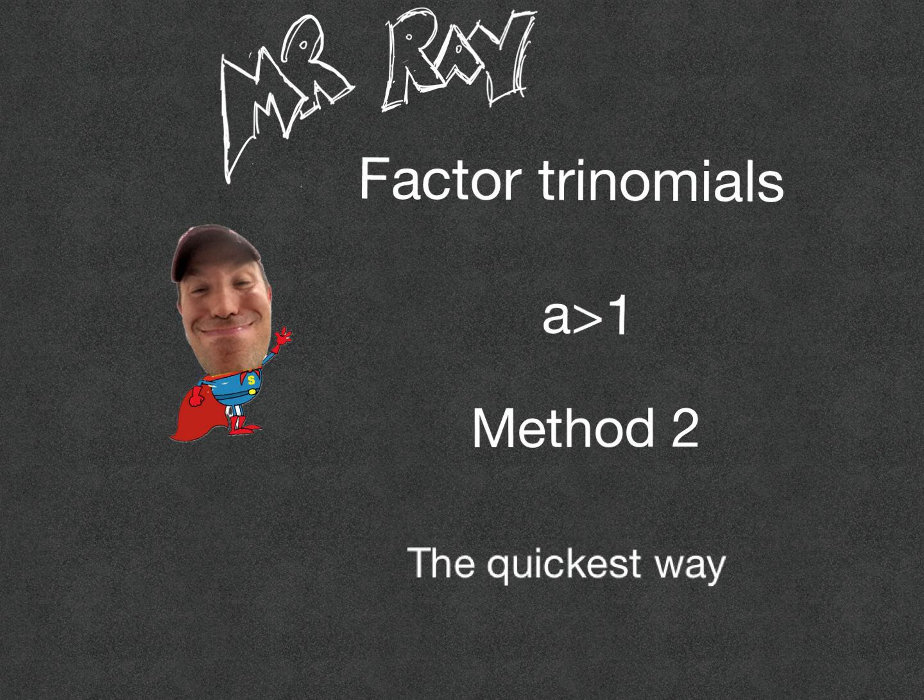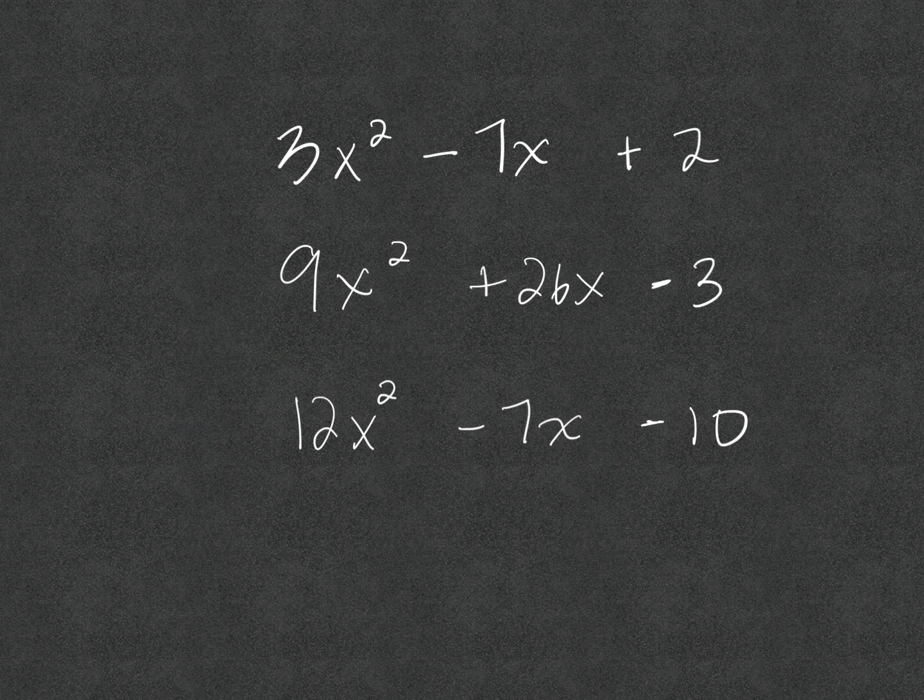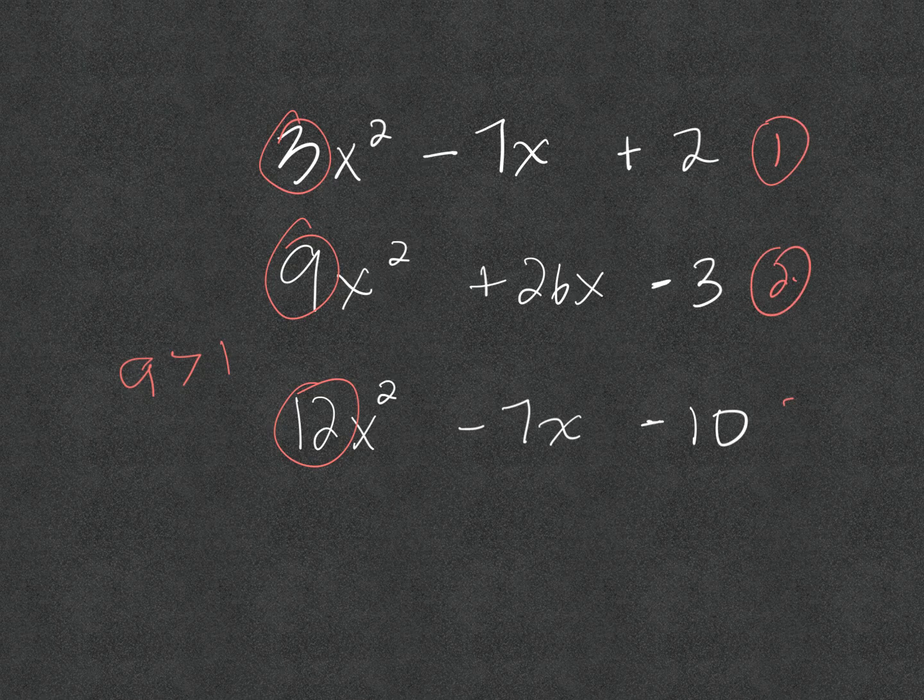Let's get started, and we're going to look at these three quadratics. We have 3x squared minus 7x plus 2, 9x squared plus 26x minus 3, 12x squared minus 7x minus 10. This is from the previous video I did about this. Notice that all the a coefficients are greater than 1. So we're going to use the fastest method possible, starting with number 1, then number 2, and then number 3.